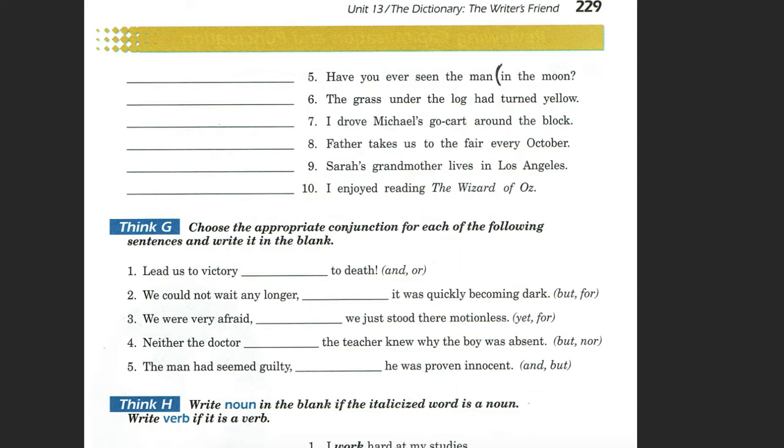So now I'm looking for the object. In what? In the moon. All right, so that's my prepositional phrase. And I have to write the object of the preposition here. So in what? In the moon. All right, so I write the word moon here.